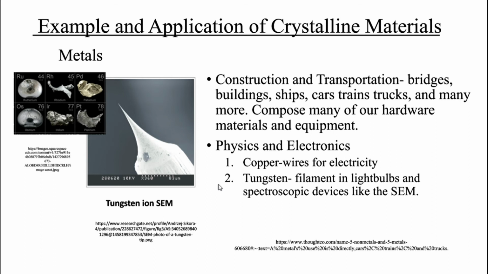In physics and electronics, we can use copper as paths for our electrons to flow in electricity systems. And we can use tungsten as filament in light bulbs and in spectroscopic devices like the scanning electron microscope.